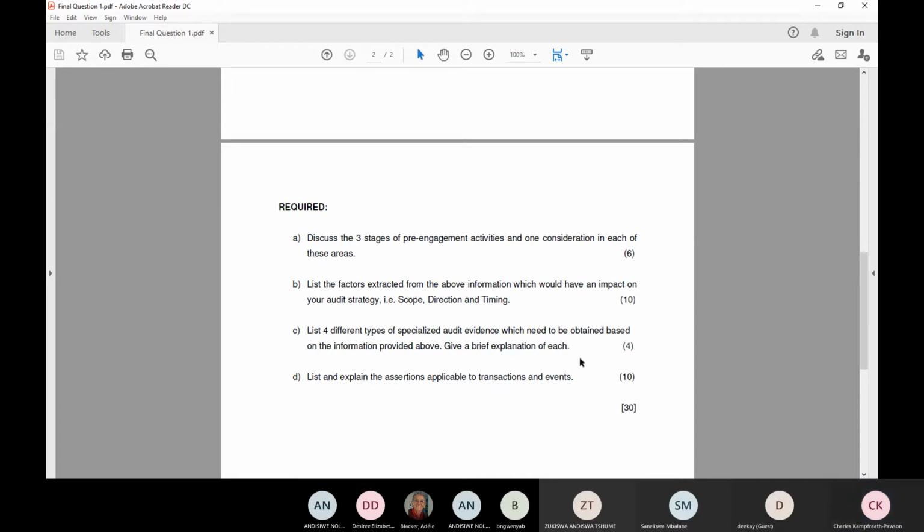Okay. So I'm going to give you 2 minutes for C. List 4 different types of specialized audit evidence which need to be obtained based on the information provided above. Give a brief explanation of each.